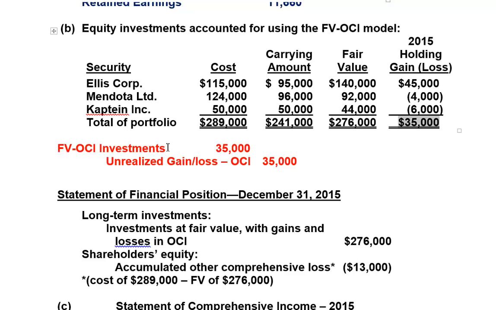So in total, for the entire portfolio, we're going to have an unrealized or holding gain of 35,000. So I'm going to make the journal entry to debit the fair value through OCI investment, bring it up for 35,000, and credit the unrealized gain or loss. So that's a credit to this OCI account for $35,000.